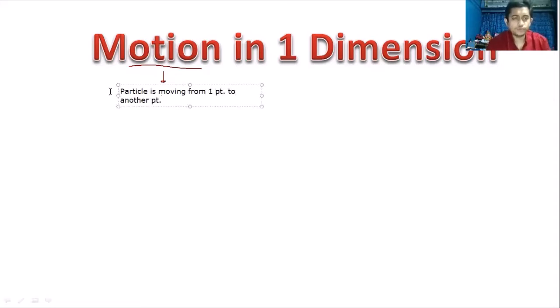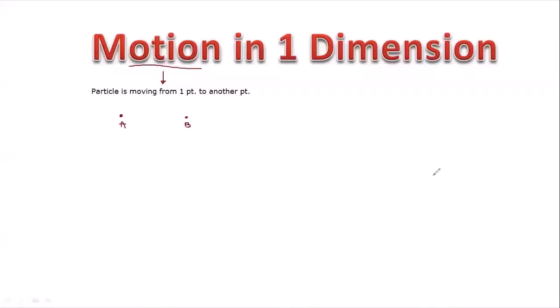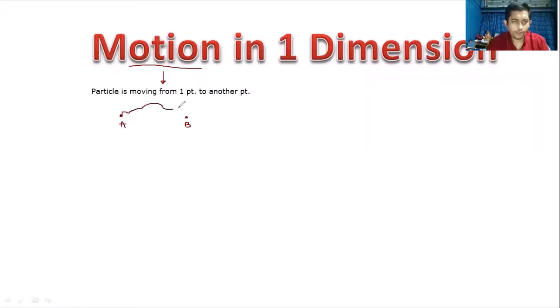Now, when a particle moves from one point to another point, that is when motion occurs, there are a few terms that we need to know. Let's say that this is the initial location of the particle, and this is point A, and the particle goes to point B. When the particle goes from point A to point B, the route, the path that the particle has taken to go from point A to point B is called path length. Now this path length, students, is also called distance.